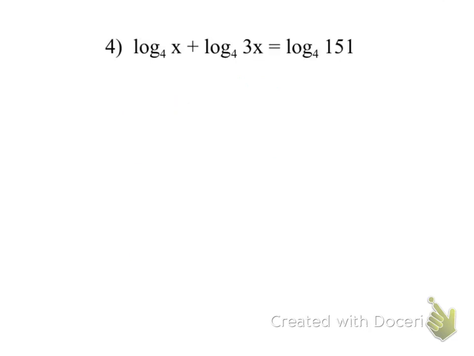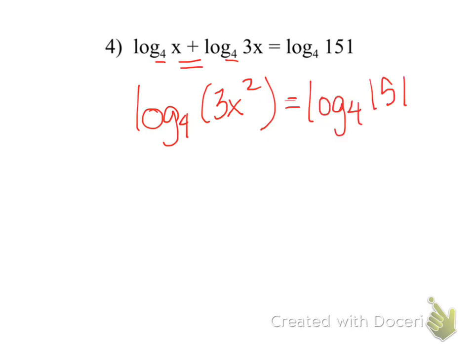Moving now to number 4, we can see that we're adding two logs together. However, we also have to notice that they are in fact the same base, so we can rewrite this as the log base 4 of the product of those, which is 3x times x, which would be 3x squared. And then of course it's still equal to the log base 4 of 151. Now, since we have the log base 4 of a number equal to the log base 4 of a number, we can set those equal to each other, and now we can solve this for x.